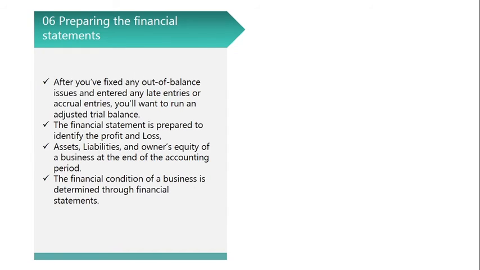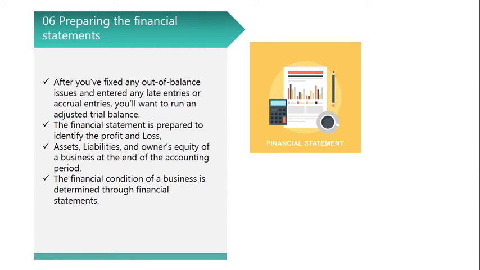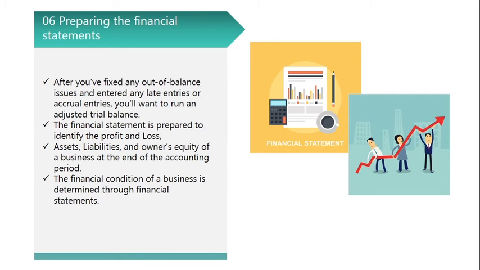The next step is preparing the financial statements. After you fix any out of balance issues and enter any late entries or actual entries, you'll want to run an adjusted trial balance. The financial statement is prepared to identify the profit and loss, assets, liabilities, and owner's equity of a business at the end of the accounting period. The financial condition of a business is determined through financial statements.